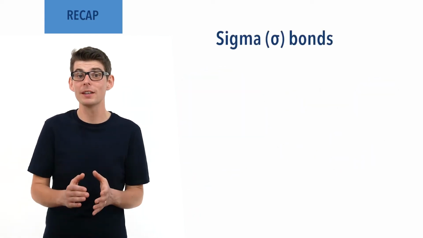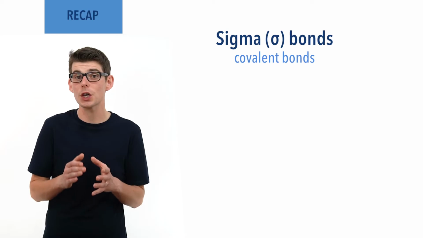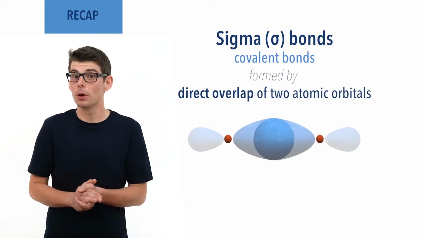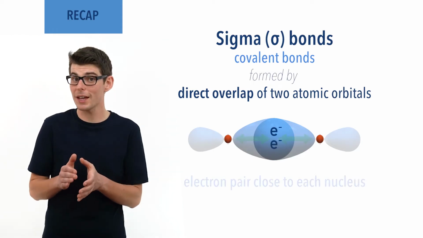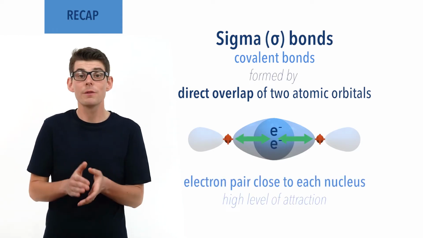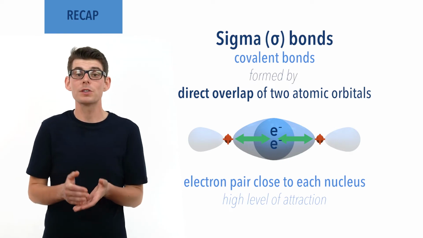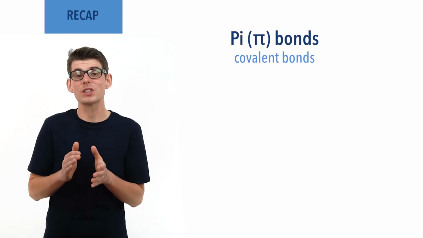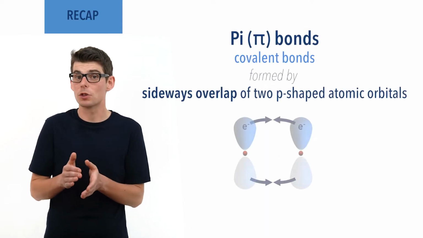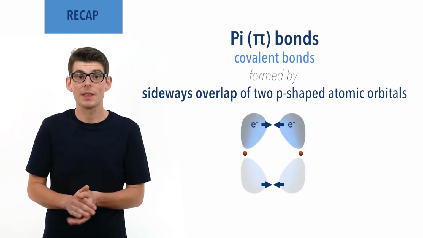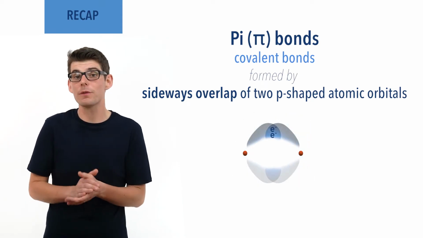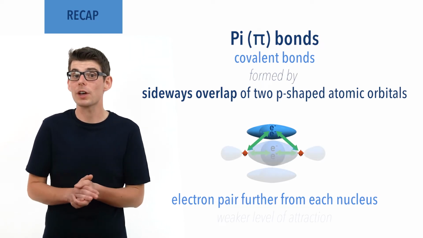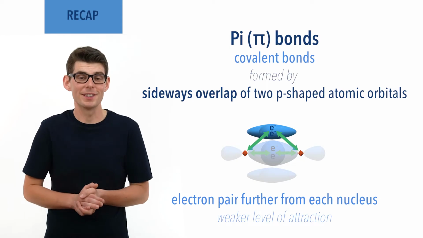Sigma bonds are covalent bonds that form from the direct overlap of atomic orbitals from 2 atoms. Electrons in the bond are close to the nuclei of both atoms, giving a high level of attraction that is hard to break, making sigma bonds very strong. Pi bonds are covalent bonds that form from the sideways overlap of p-shaped atomic orbitals from 2 atoms. Electrons in the bond are further from the nuclei of both atoms compared to those in a sigma bond, giving weaker attraction that makes the bond easier to break.